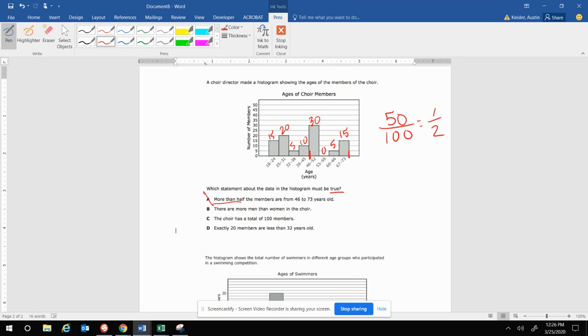B says there are more men than women in the choir. Well, there's no way to know that. All we know is the ages of the people in the choir. Nothing on this graph tells us if they are men or if they're women. So I'm going to cancel out that. C says the choir has a total of 100 members. Well, that is true, because when we added all these up earlier, we got 100. So C is probably going to be our right answer, but we're going to look at D. D says exactly 20 members are less than 32. Well, 32 is right here. So everything less than that is going to be 35, not 20. So D also does not work. Our correct answer has to be C.